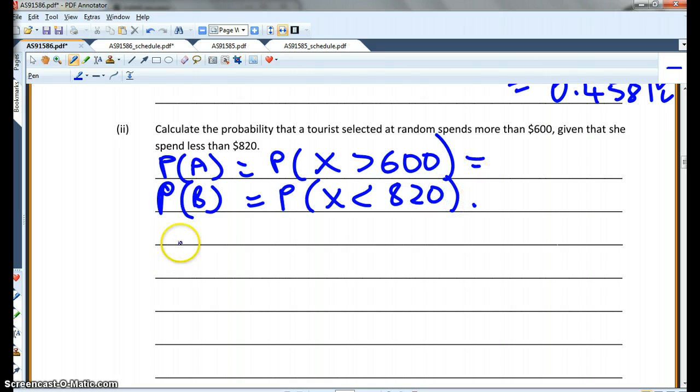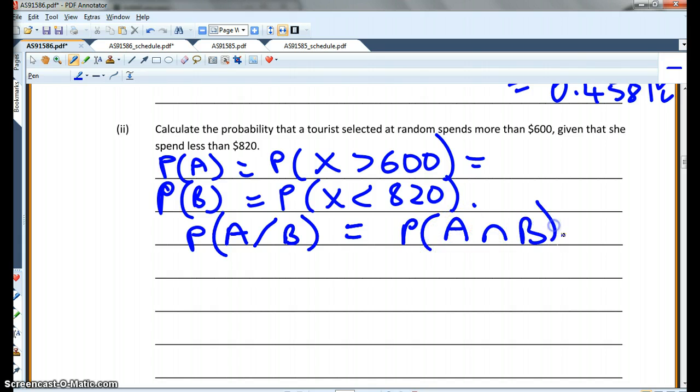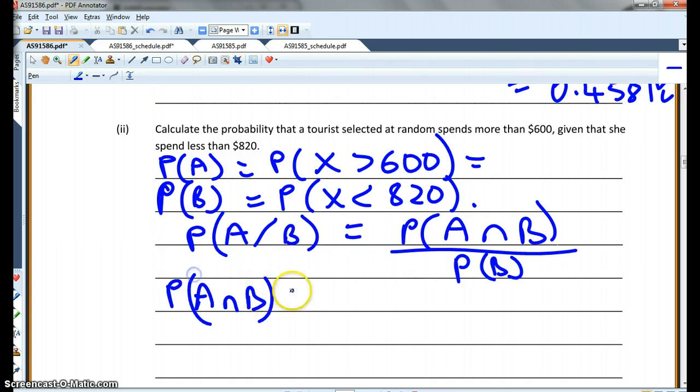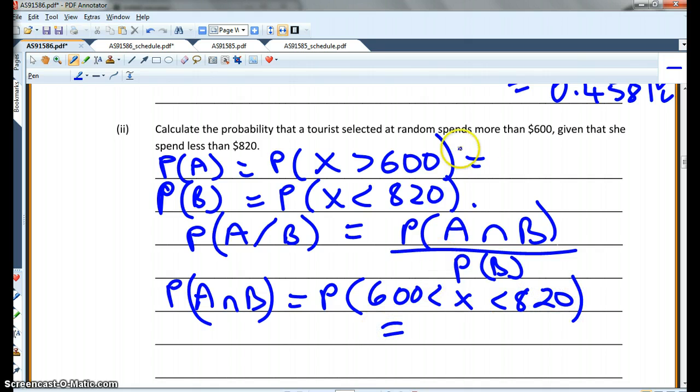Now, what we need is the rule. The probability of A given B equals the probability of A intersection B over the probability of B. So the probability of A intersection B is the same as the probability it's greater than 600 and less than 820. So that's the one we need to work out. We actually don't have to work out that one. We need to work out this one and this one.